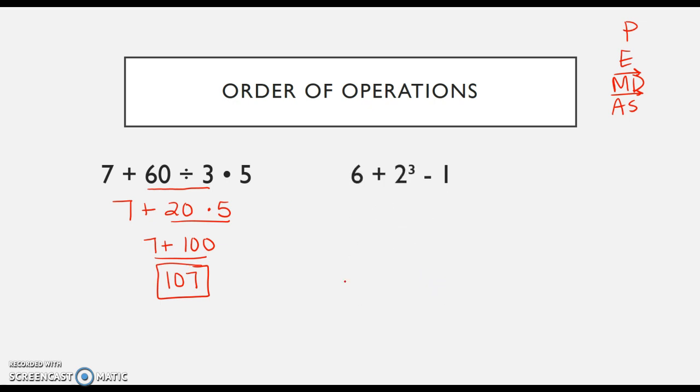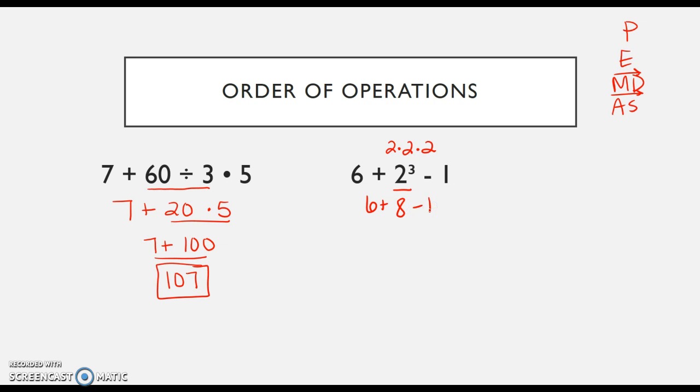My next problem is 6 plus 2 to the third power minus 1. So again, we're going to start over. We're going to look at if we have any parentheses here. So we don't. Exponents would be next. So 2 to the third power is the same as 2 times 2 times 2, not 2 times 3. Remember, that exponent tells us how many times we're multiplying our base, which here is our 2. So 2 to the third power is 8. Drop down what we haven't used.